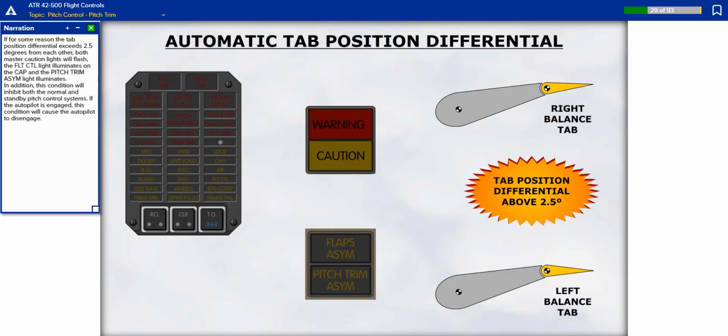If for some reason the tab position differential exceeds 2.5 degrees from each other, both master caution lights will flash, the flight control light illuminates on the crew alerting panel, and the pitch trim asymmetry light illuminates. In addition, this condition will inhibit both the normal and standby pitch control systems. If the autopilot is engaged, this condition will cause the autopilot to disengage.